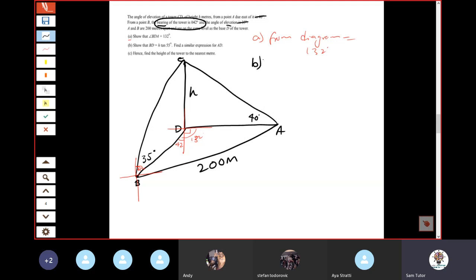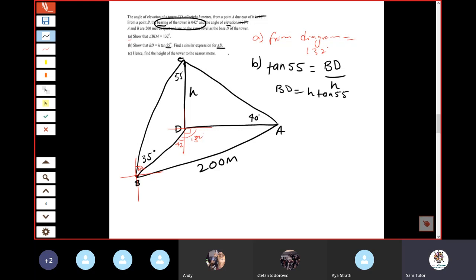B. Show that BD is equal to H tan 55. Okay. BD, it says 55, so there's no point of choosing 35. You might as well go ahead and choose 55, which is up here. So that would be opposite over adjacent. Tan 55 is equal to opposite over adjacent. Therefore BD equals H tan 55.